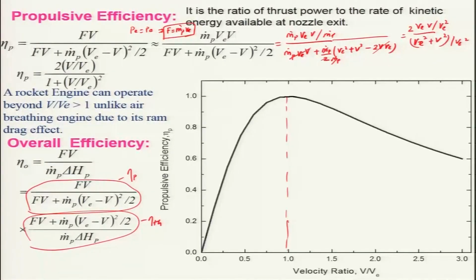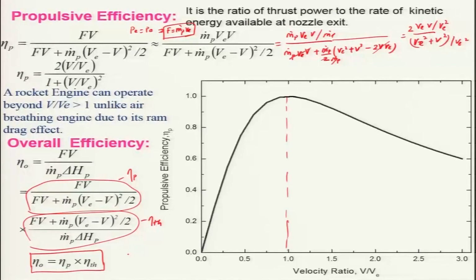Therefore, we can say that the overall efficiency is nothing but the propulsive efficiency into the thermal efficiency. So, that means if I know two of them, I can find out the other one. Generally in rocket engines, the overall efficiency can be found out very easily. So, also the propulsive efficiency and thermal efficiency can be obtained by knowing the other two.